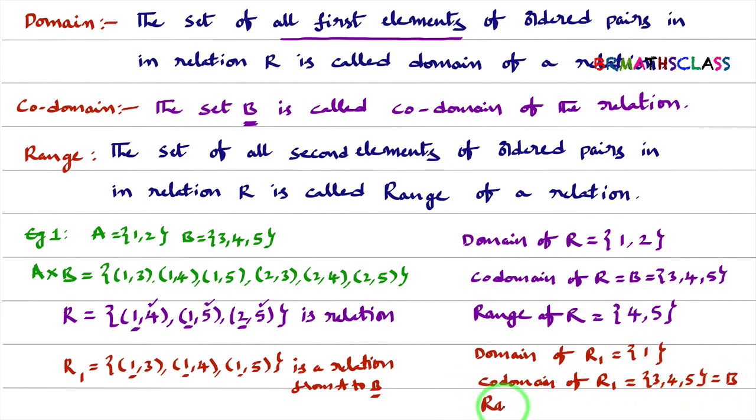Now I'll write the range of R1. As per the definition, what is range? The set of all second elements of ordered pairs. The set of all second elements of ordered pairs in the relation is called the range of the relation. You observe here in R1, what are the second elements of ordered pairs? 3, 4, 5. So what is its range? Its range is {3, 4, 5}. Luckily, in this problem, the codomain and range of this relation are the same, but it is not necessary for every problem. For this relation, the codomain is the same as the range.